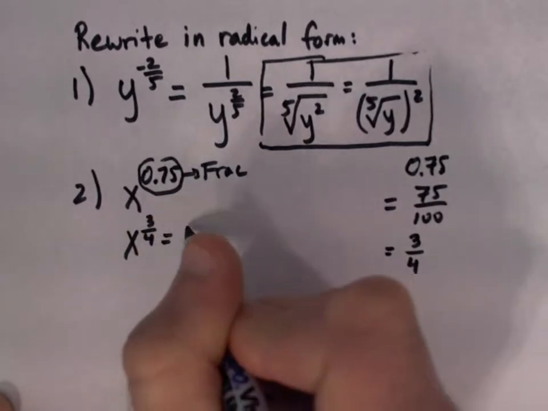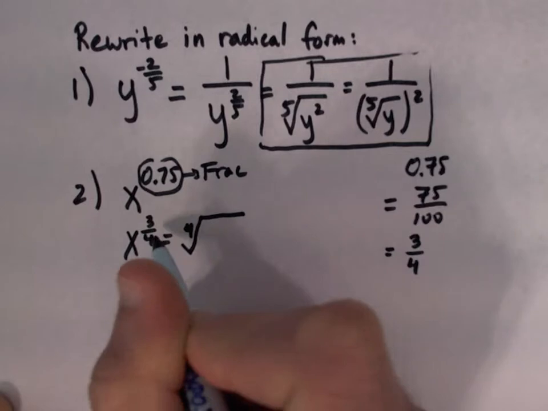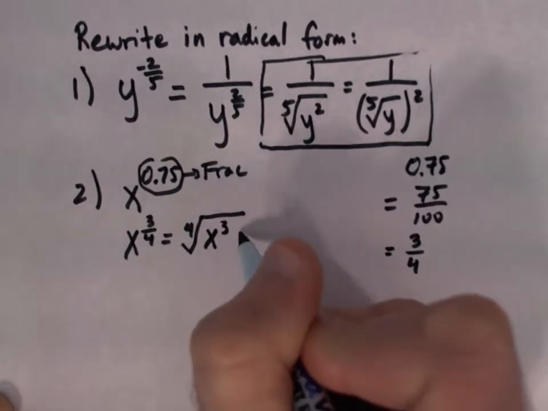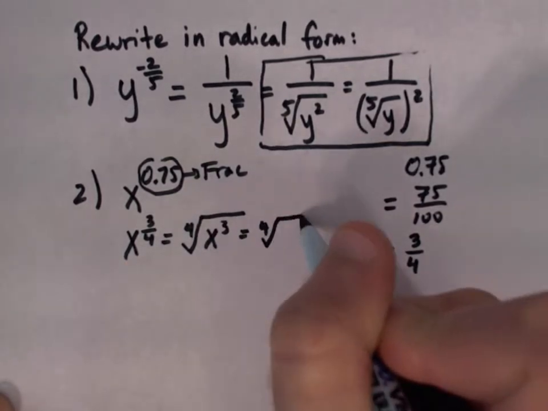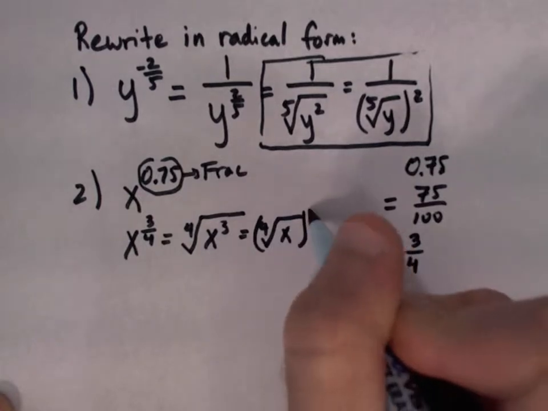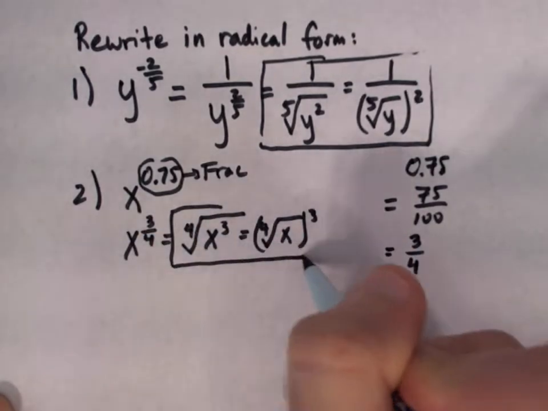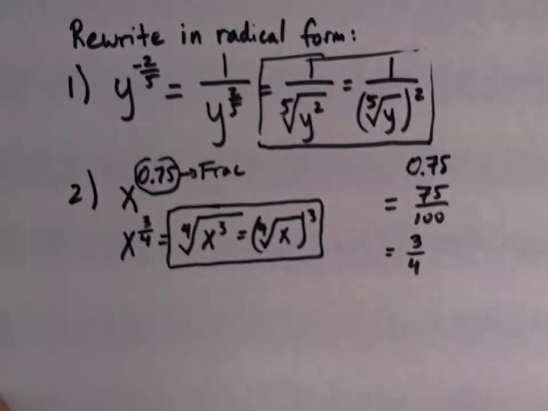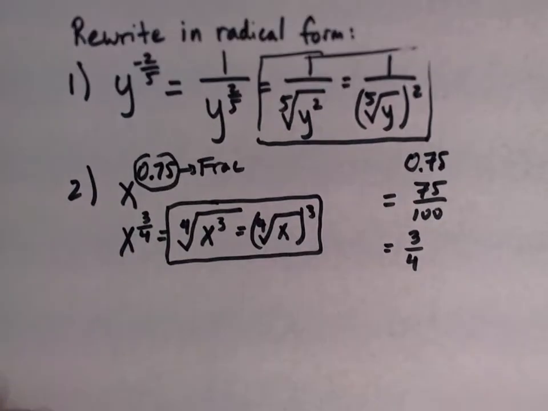That's just going to equal the 4th root of x cubed, don't send it underneath, it's not negative, or the 4th root of x, and then the entire thing cubed. Again, either one of these is okay. All right, so what if we go the other way?